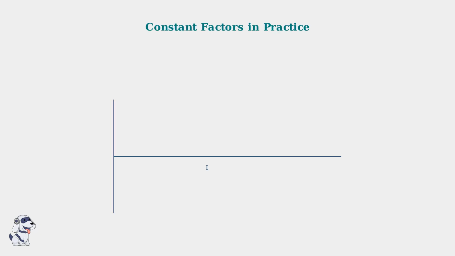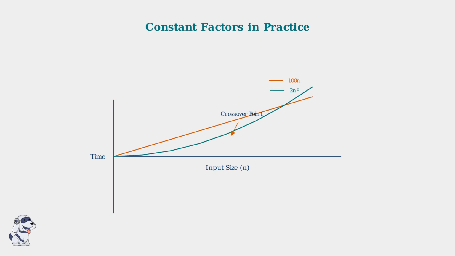Even when algorithms have identical big O complexity, constant factors and lower-order terms can create significant performance differences in practice. An algorithm with complexity 100n might be slower than one with 2n² for reasonable input sizes.